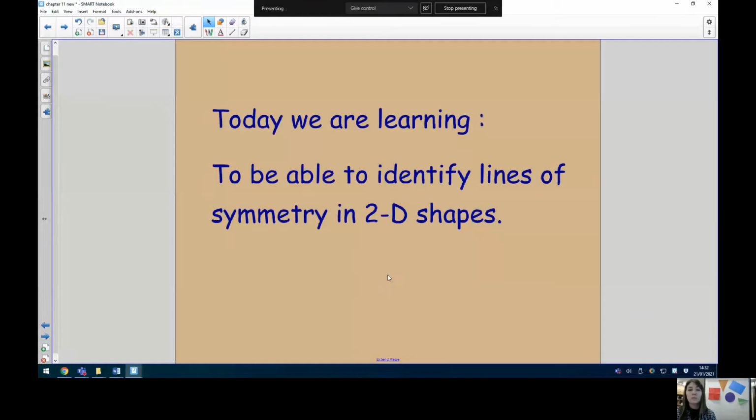So today we are trying to learn all about lines of symmetry and symmetrical shapes. We would like you to be able to identify lines of symmetry in 2D shapes. So that means showing me where you would need to fold the shape to show two halves that would look exactly the same as one another, a mirror image to each other. They would overlap exactly with no bits left over.